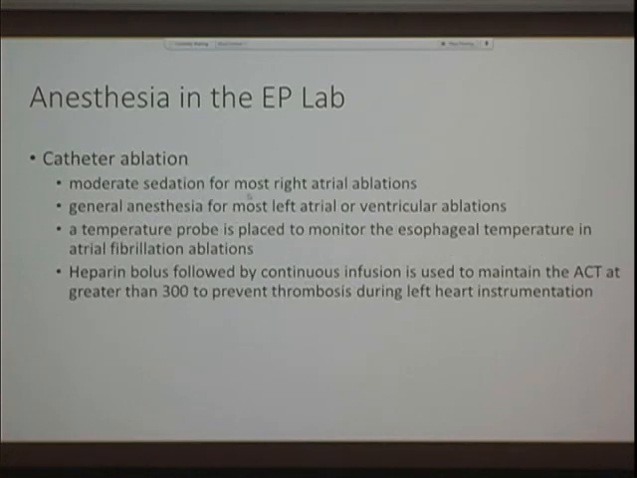Catheter ablation is generally under moderate sedation for most right atrial procedures. General anesthesia is used for most left atrial or ventricular ablations. And the reason for that is we don't want the patient to move and mess up the map. That is the main reason practically. For AFib ablations, we'll have a temperature probe in the esophagus, and heparin is generally used for all left-sided ablations.